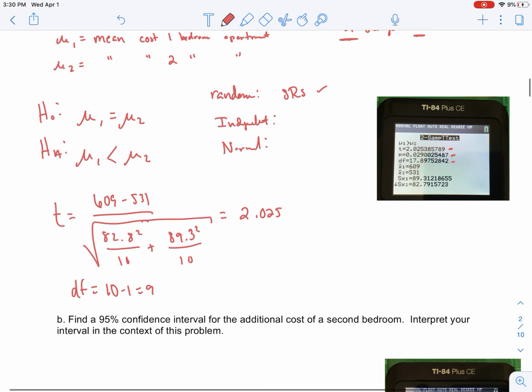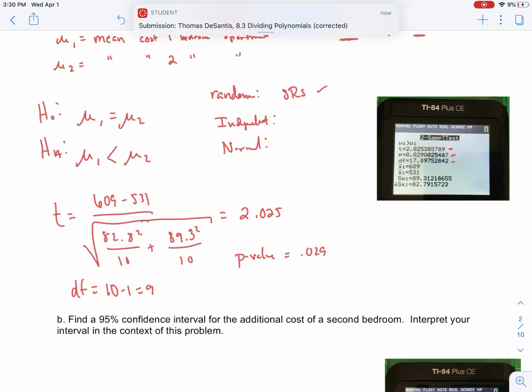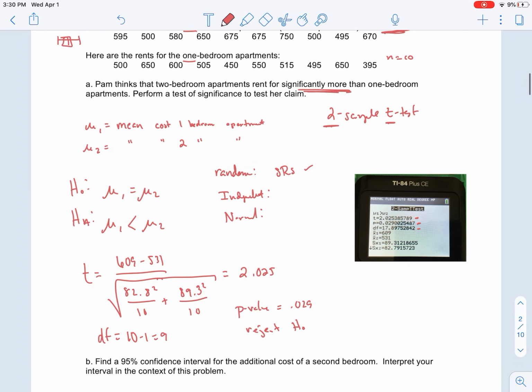That looks good. Oh, my p-value says it right there. 0.029. So that is a small p-value. This is evidence to reject the null hypothesis. I would reject the null hypothesis, and conclude that I do have evidence to say 2-bedroom apartments are significantly more expensive than one-bedroom apartments.